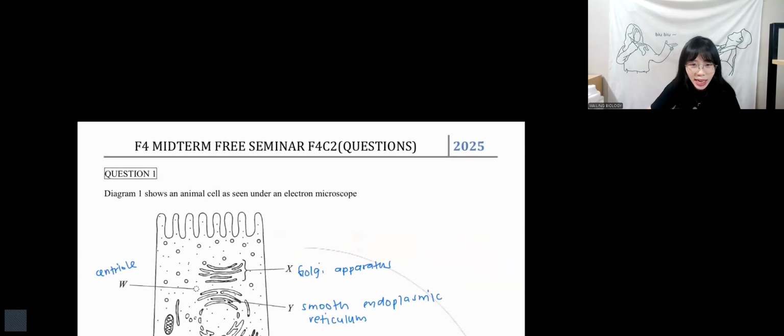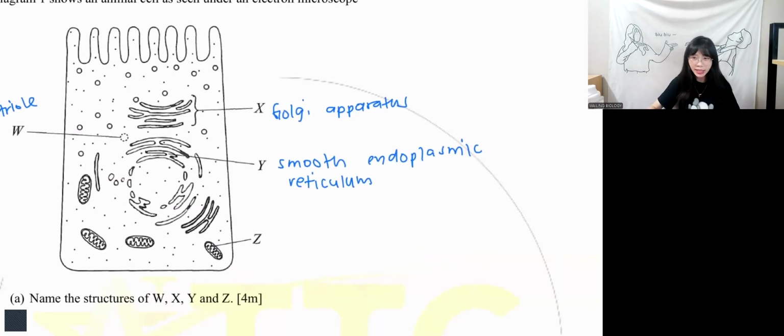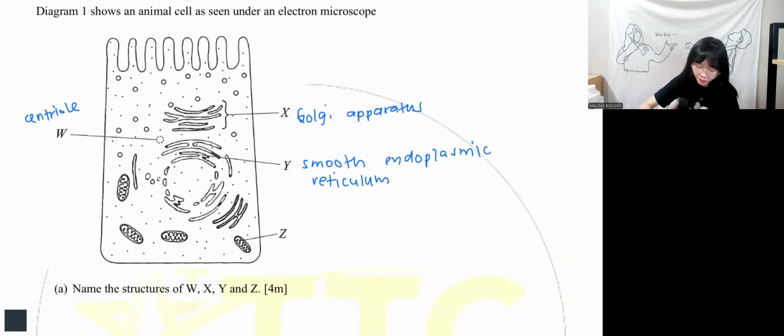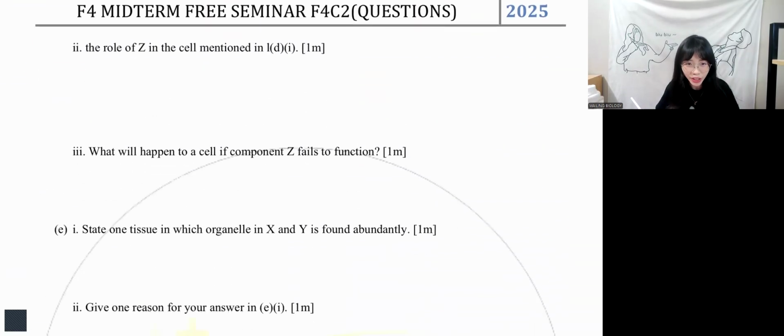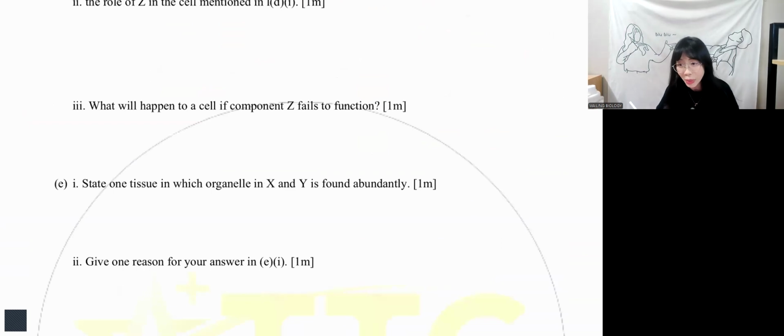Okay, now back to this label. What is Z? What is Z, guys? Z is a mitochondria, correct? Mitochondria. Actually, why, right? It's a rough ER over here. Why? Because later when you do the question, right, they ask you the relationship between X and Y. I forgot to change the question.